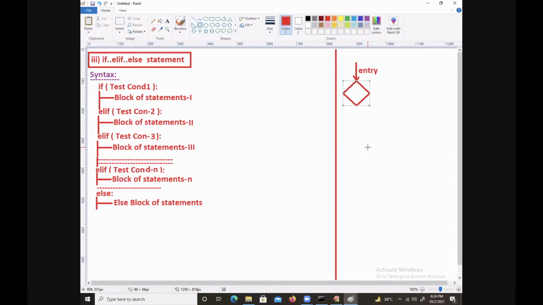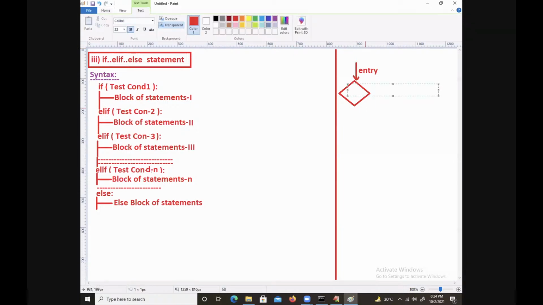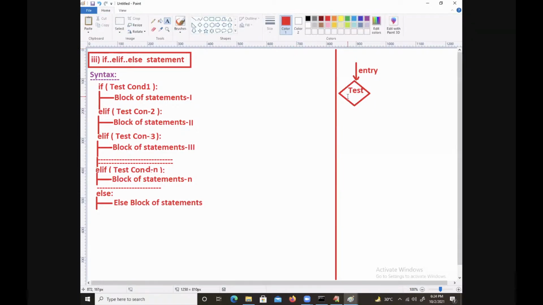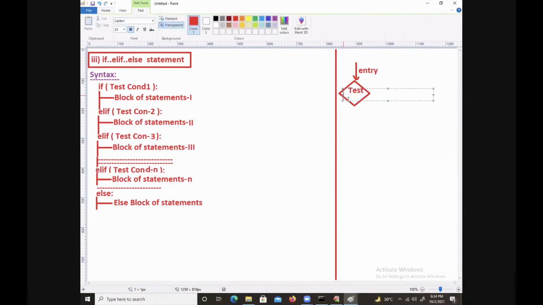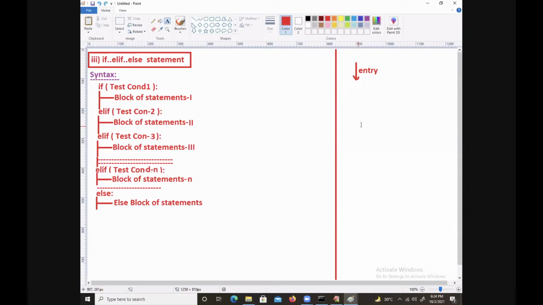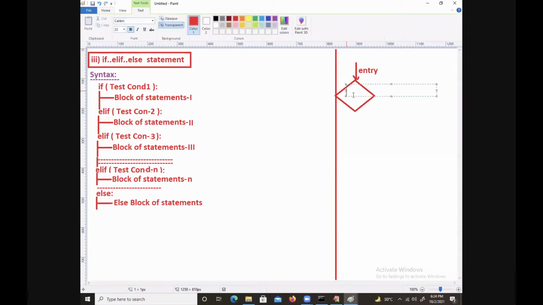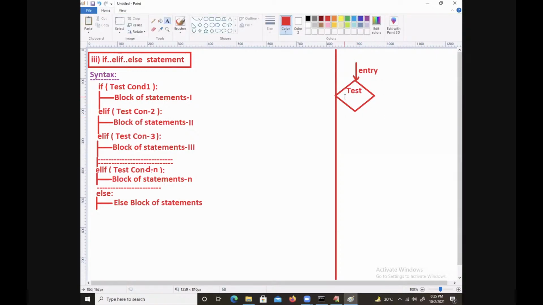Condition number one is called the test condition. This is the test condition here. I am writing test condition 1. Of course, the diagram is a little compact, so let me take a little bigger diagrammatic format. Let us watch it. Here I am writing, follow me: test condition 1.